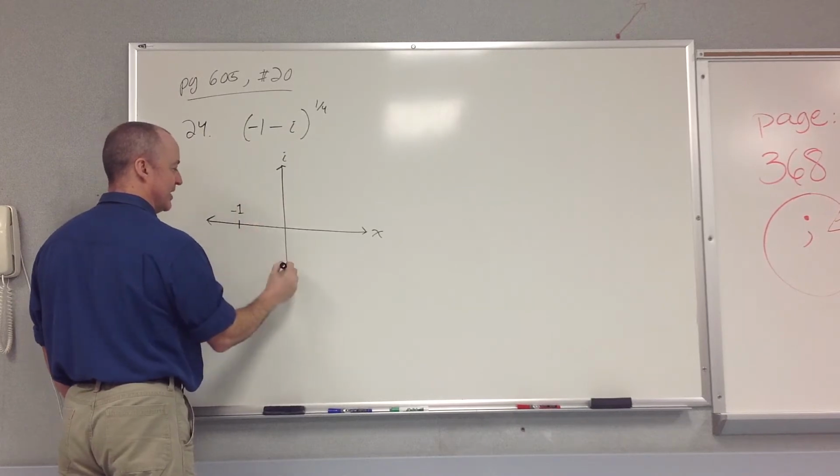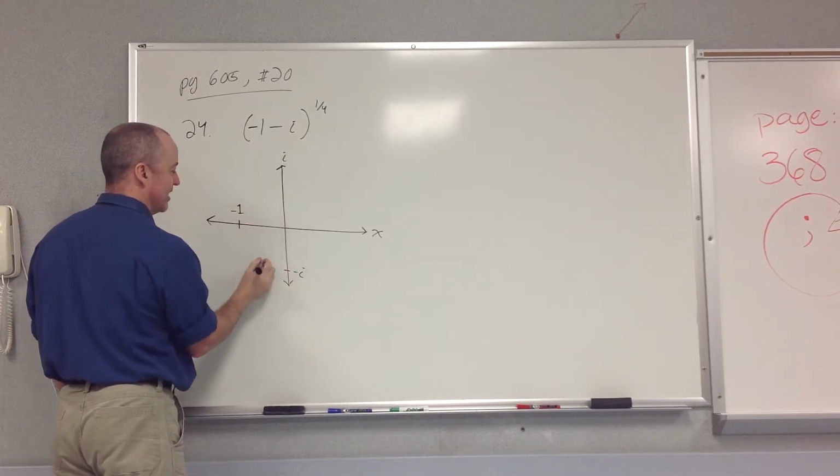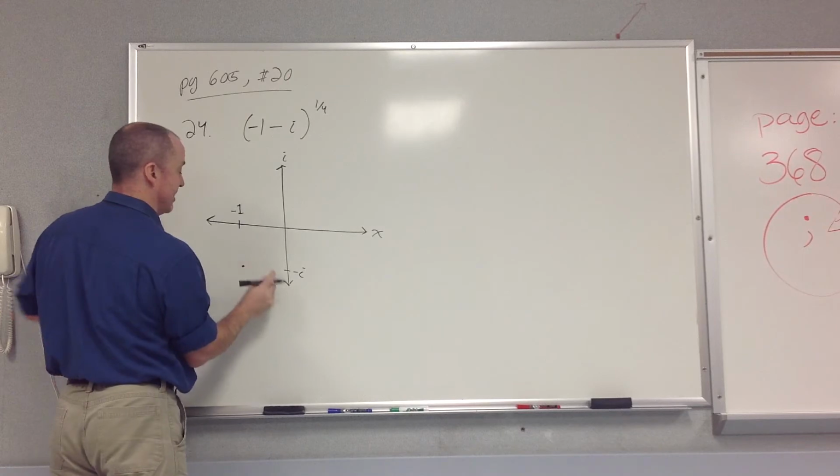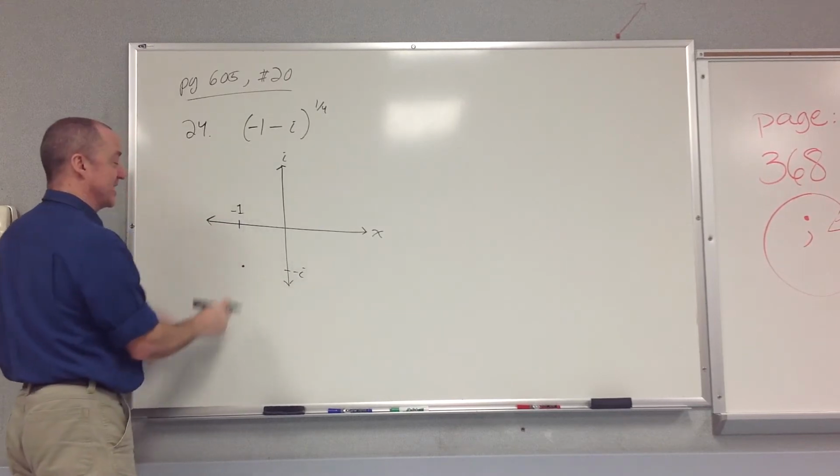So you go to negative 1, and then you go to negative i, and it is where they would meet if we made a rectangle. That's why that's the rectangular coordinate.